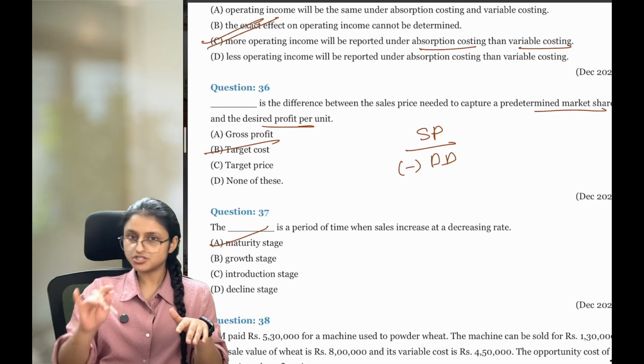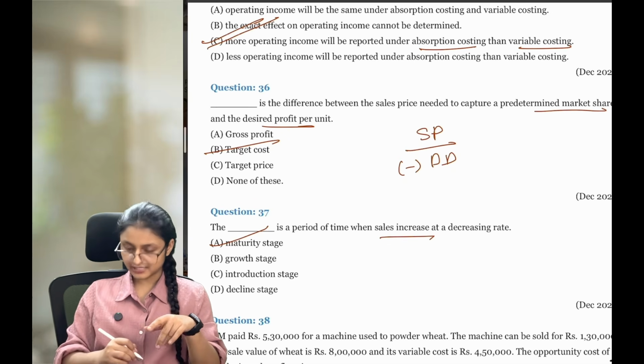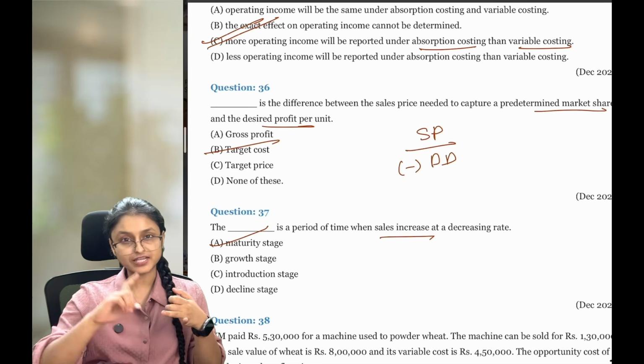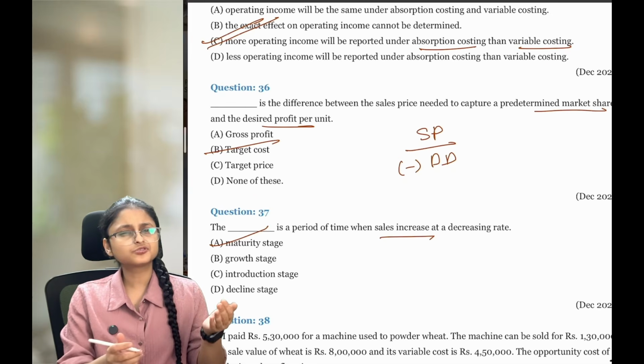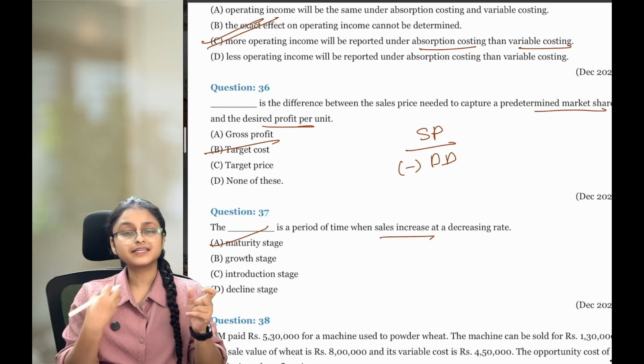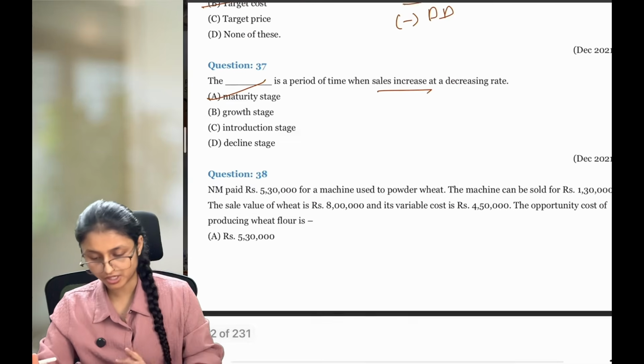Because at the decline stage, your sales will start decreasing rather than increasing. At your growth stage, sales increase at an increasing rate. At your introduction stage, the sales are very low. We can't say that it is going to increase in the introduction stage itself.